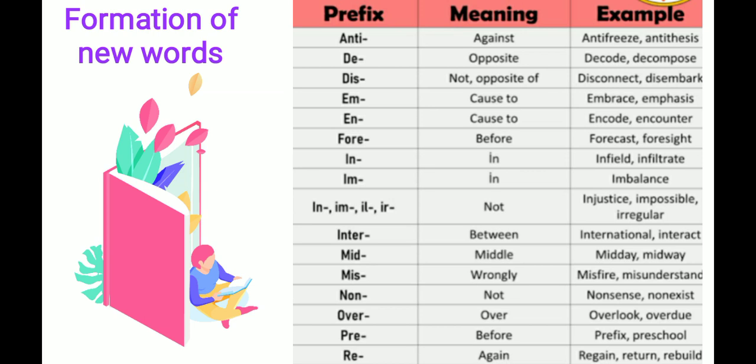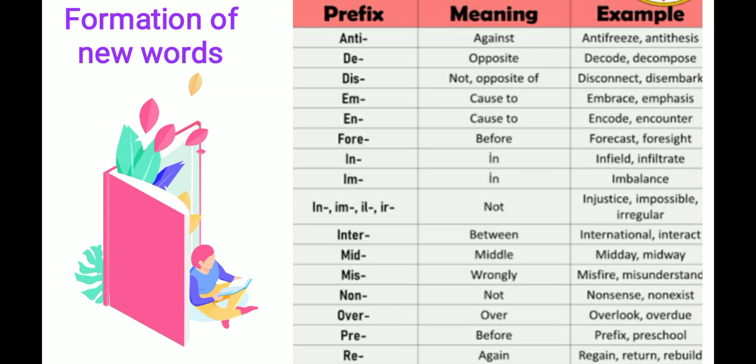Now dis means not or opposite of. If we add it with the root word connect, it will become disconnect. If we add dis with embark, it will become disembark. Next, prefix em. Em means cause to. If we add em with brace, the new word will become embrace. If we add em with phasis, the new word will become emphasis.